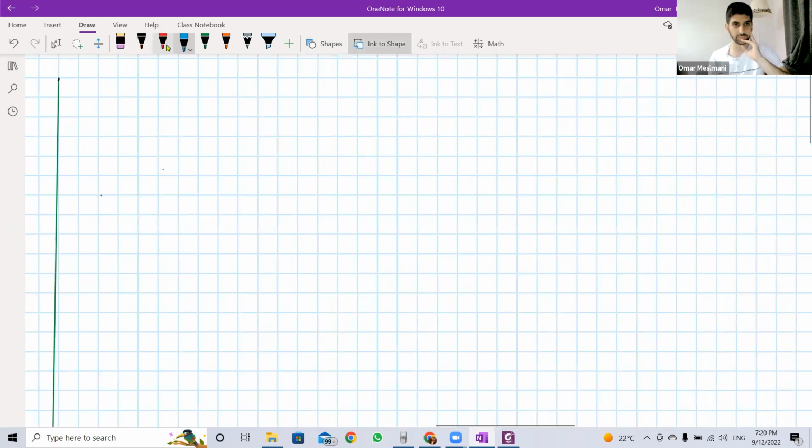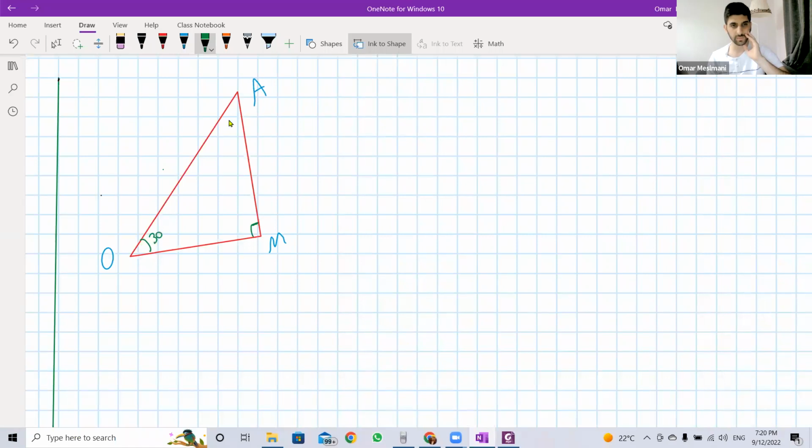I have a triangle. I'm going to have a triangle like that. Okay, this is a triangle that I have. I'm going to call it OMA. This is 90 degrees, this is 30 degrees, and that's 60 degrees. If OA equals 10, what is OM?